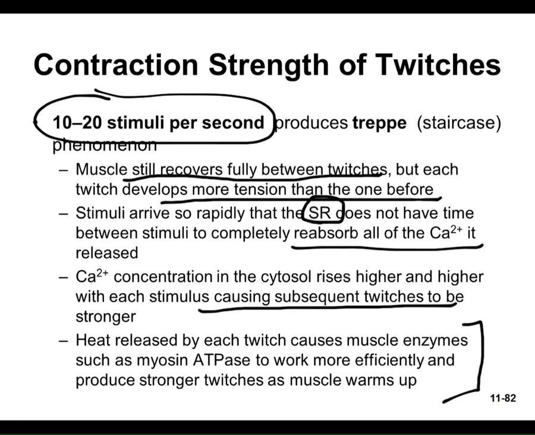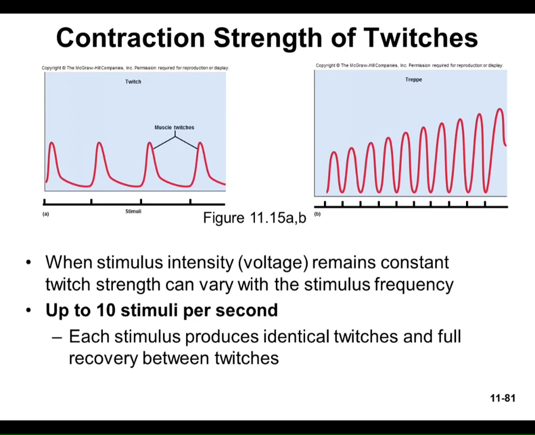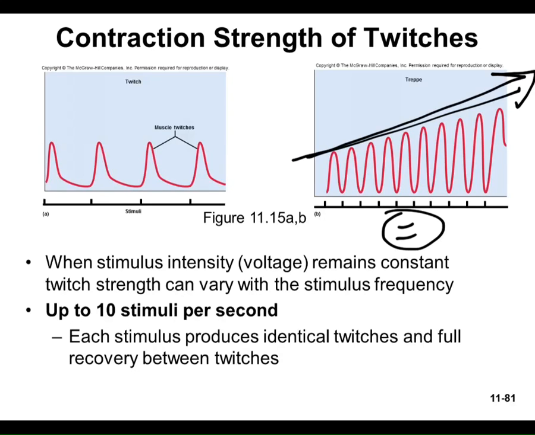So the picture on the previous slide is of this staircase effect, right? It's the same stimulus. Each of these stimuli is equal, but they're coming at a rather rapid pace, and there isn't enough time. There's enough time for the muscle to relax, but there isn't enough time for all the calcium to get re-sequestered. So you start having this stair-step effect. It's a combination of the calcium and the temperature. Because the muscle's being used a lot, the temperature is going up.